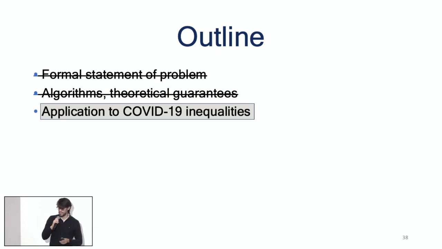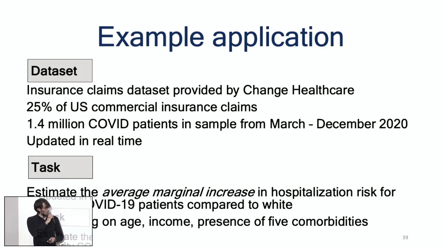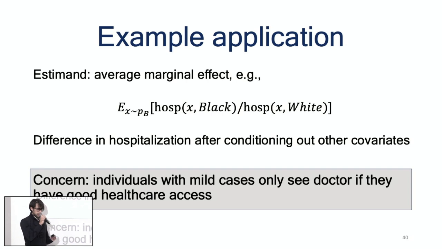So finally, let's wrap up this talk by going back to our example. We are interested in computing the average marginal increase in hospitalization risk in minorities with respect to the wider population. In order to do so, we have access to an insurance claims data set. Again, what's the issue? Our estimate is biased, and we don't know if it's because of infection rates. We do know that healthcare access is in part what drives this bias, as people that are not as sick, that only have mild symptoms, are going to avoid going to the doctor.